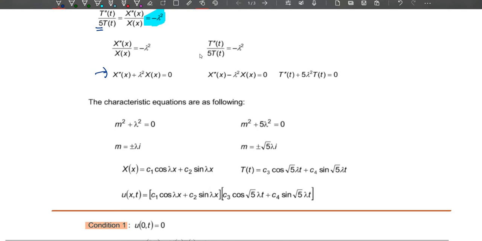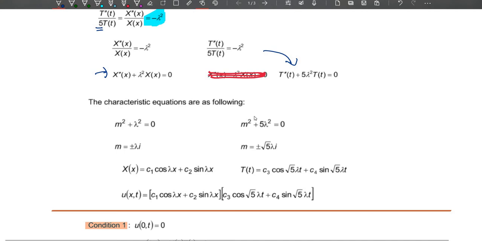For T, we have T''(t) over 5T(t) equal to negative lambda squared. Rearranging this equation, we will have this one. This might be an error here, it should be this one only. Sorry, just consider this part, from here to here. We have T''(t) plus 5 lambda squared T(t) equal to 0.